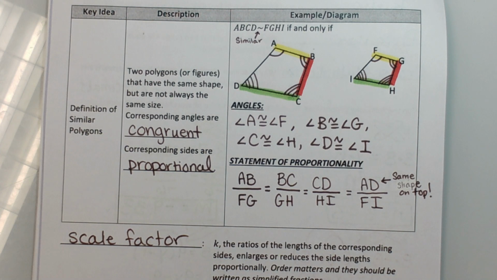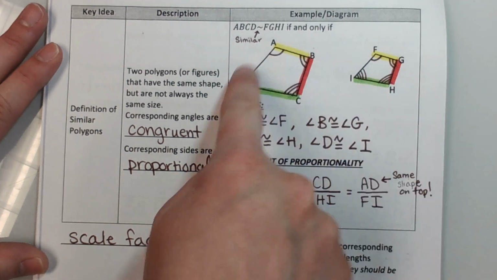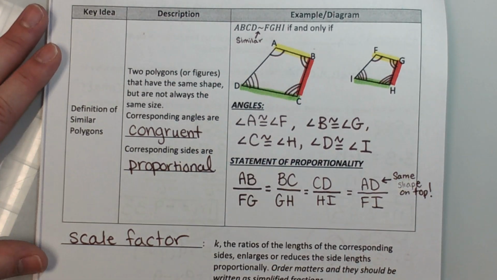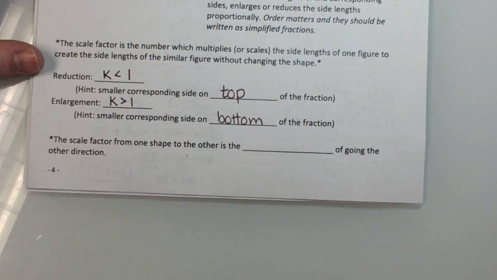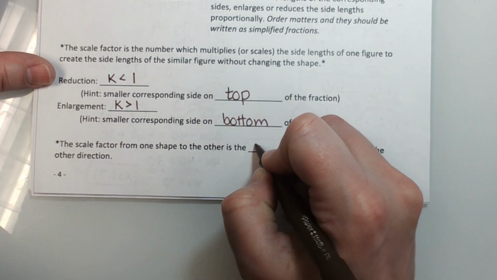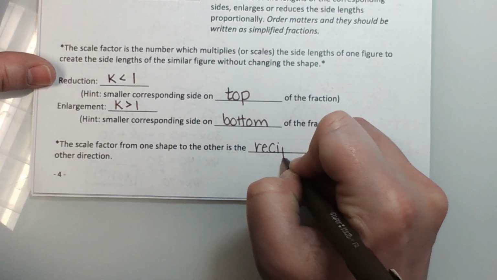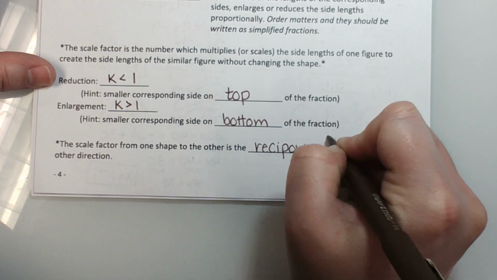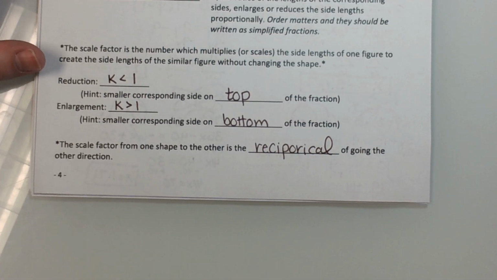Those two movements, to go from big to small or small to big with the same shape, those scale factors are always going to be the reciprocal of one another. Do y'all remember what a reciprocal is?